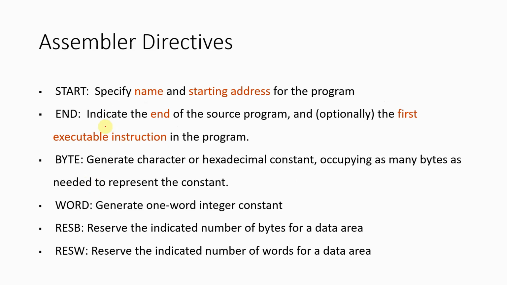These are the assembler directives: start, end, byte, word, reserve byte, and reserve word. Byte will store one byte. Word will store one word integer constant. Reserve byte and reserve word will reserve the number of bytes and words respectively. The start keyword contains the name of the program and the starting address of the program, and the end keyword represents the end of the source code, and also has the first executable instruction in the program.